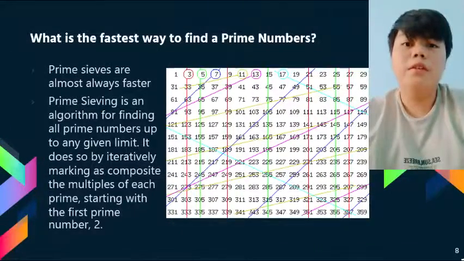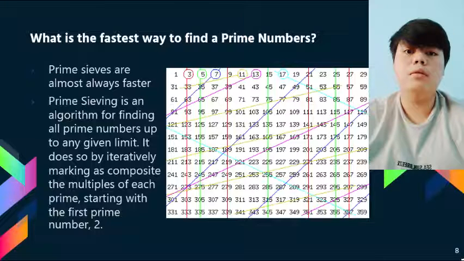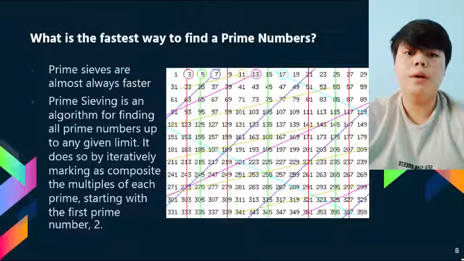What is the fastest way to find prime numbers using the sieve of Eratosthenes? Why is number 1 not a prime number? Because 1 is divisible only by itself and it is not greater than 1. Let's proceed to number 2. In numbers up to 100, number 2 is the only even number that is considered a prime number.